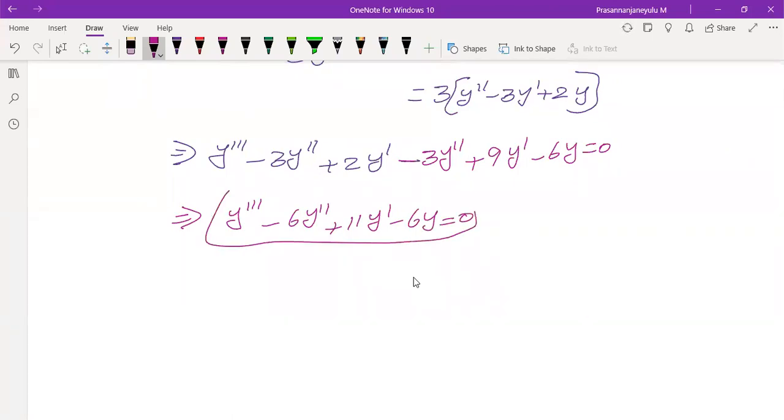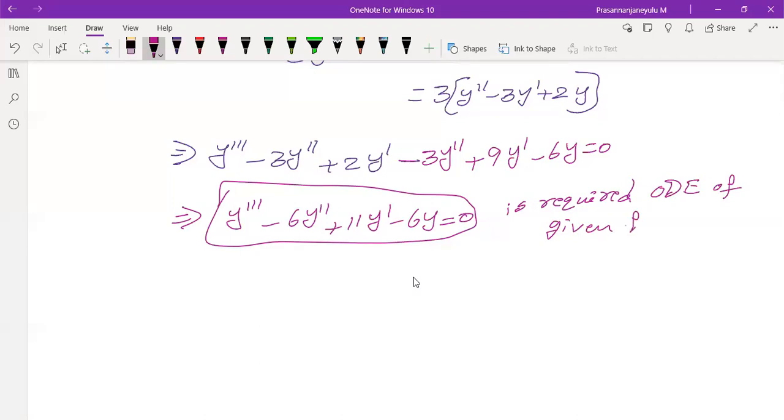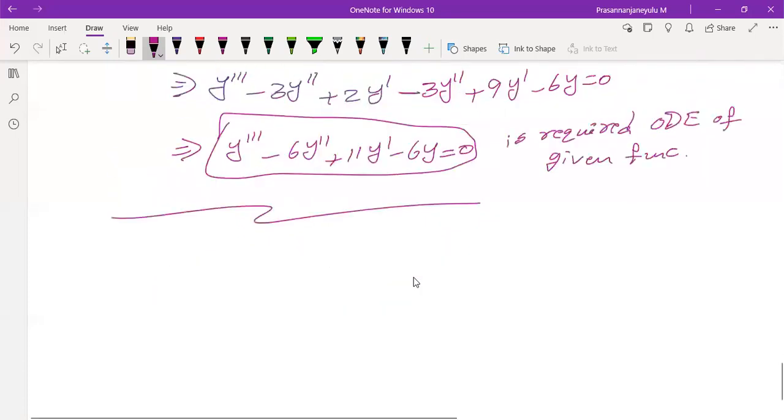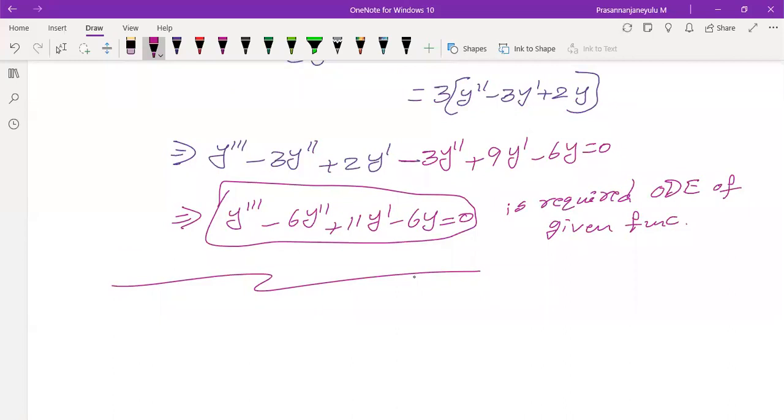Now check it. After completion of the third differentiation, these are the equations we got. Do we have any arbitrary constants, small a, small b, small c? Yes or no? No. So this is the required ODE of the given function. Okay, clear? So I just explained 3 different problems.